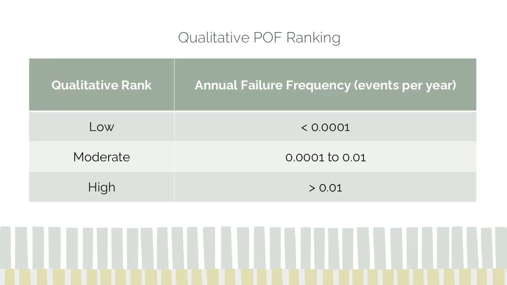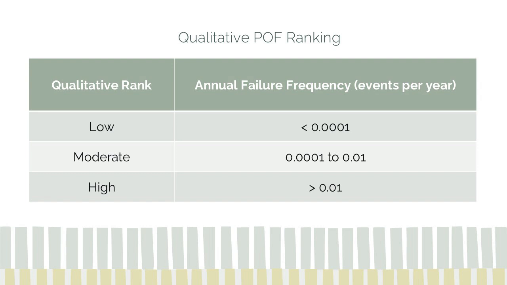Qualitative POF ranking systems are commonly used when detailed failure data are limited or when a high-level screening assessment is required. These systems classify equipment into discrete categories such as low, moderate, or high probability of failure, based on engineering judgment, operating history, and inspection results.